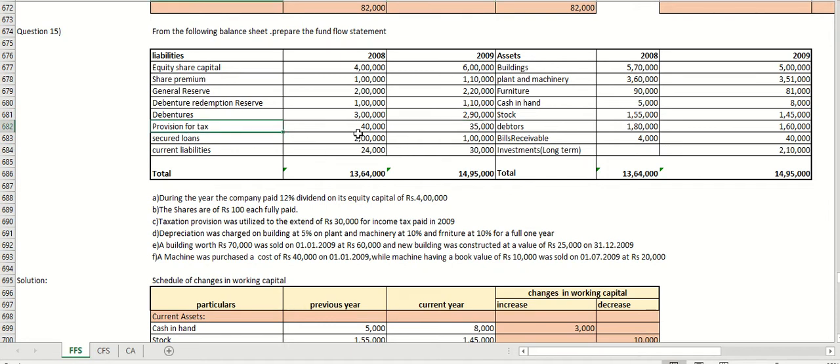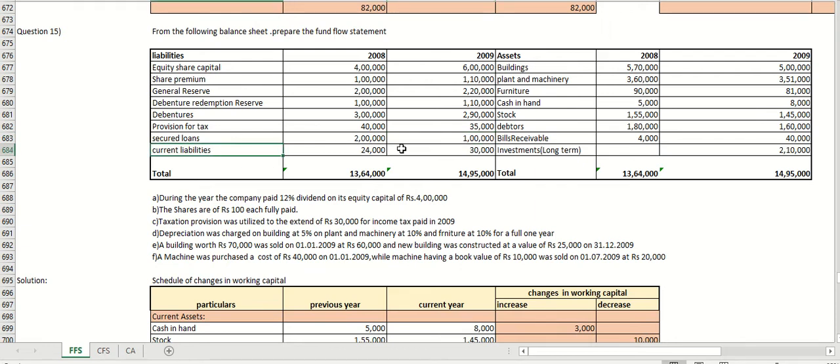Next is your provision for taxation. Last year it is 40,000. The current year it is 35,000. We have tax paid. We will account for it in your ledger accounts, provision for taxation. Next is your secured loans. Last year it is 2 lakhs. The current year it is 1 lakh. Which means the secured loans have decreased, which means that we have paid our secured loans. So it is repayment of secured loans. So it will be considered in your application of funds under your fund flow statement.